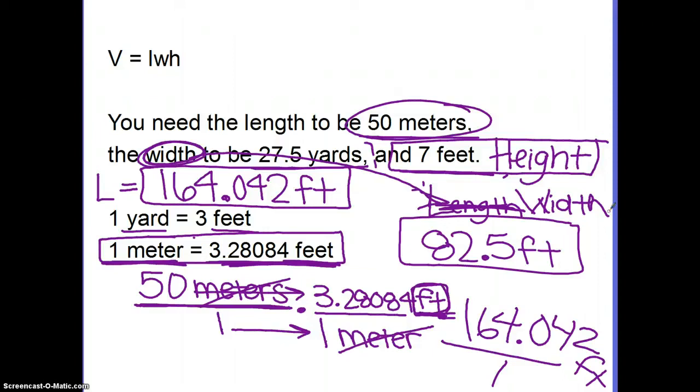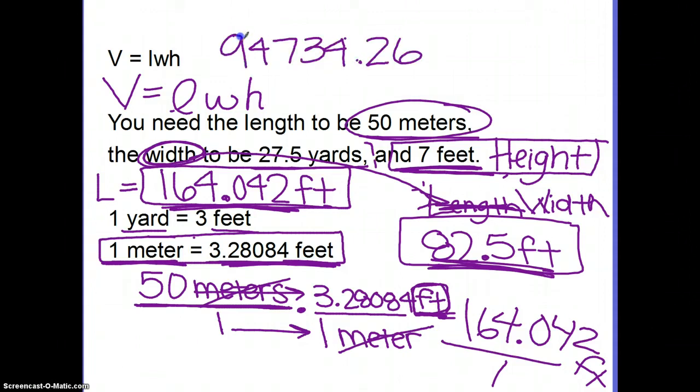So now we have our three values. Length, width, and height. So we're going to multiply those together to find out the volume, because volume is length times width times height. So we're going to just multiply those values together. I multiplied those all together and I got 94,734.255, but I just rounded it to 6.